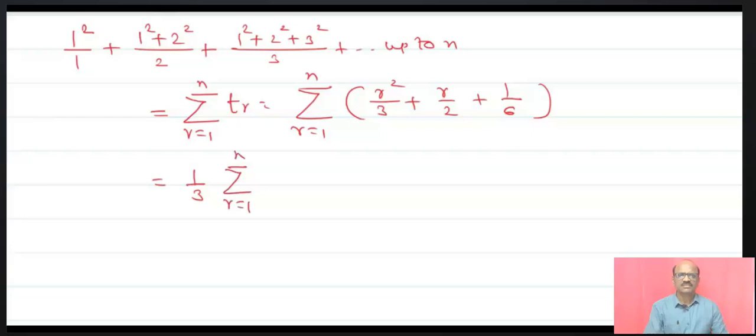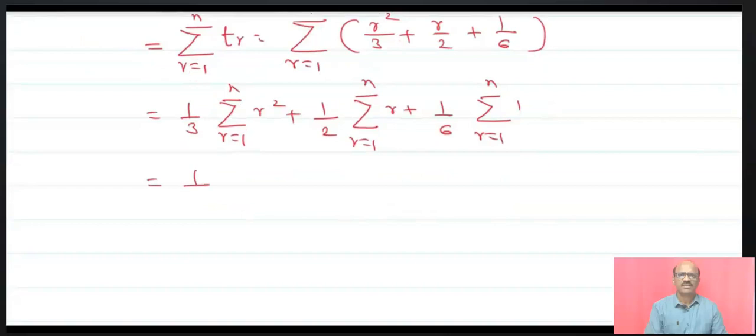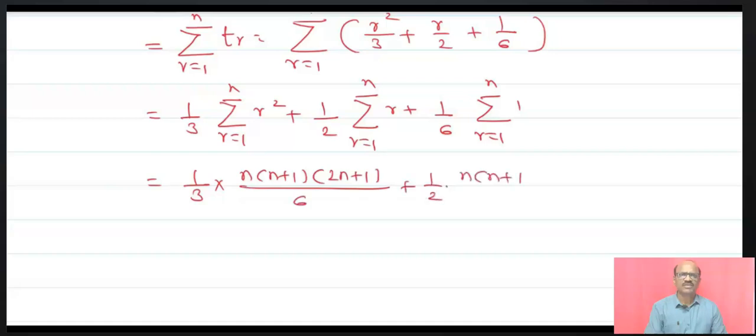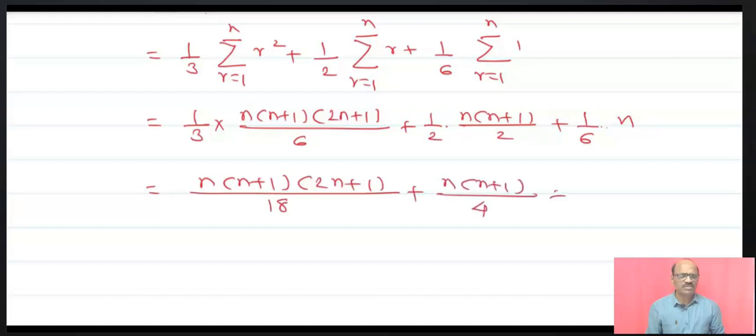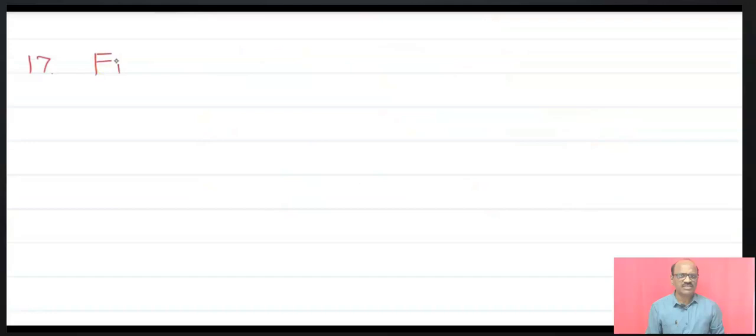Summation r equals 1 to n of r², 1/2 summation r equals 1 to n of r, 1/6 summation r equals 1 to n of 1, which is 1/3 n(n+1)(2n+1)/6 + 1/2 n(n+1)/2 + 1/6 n. Now here the normal simplification: n(n+1)(2n+1)/18 + n(n+1)/4 + n/6.